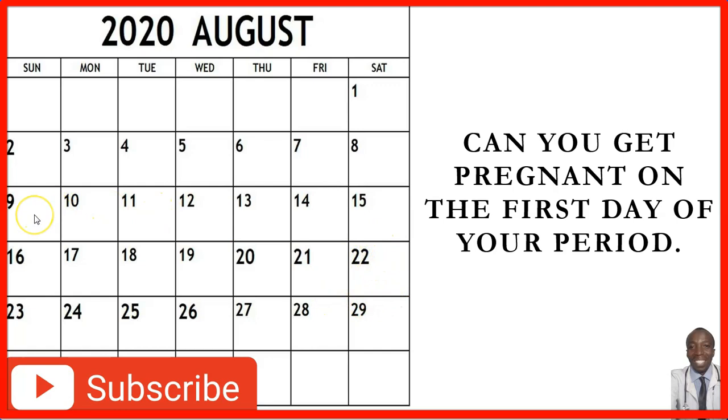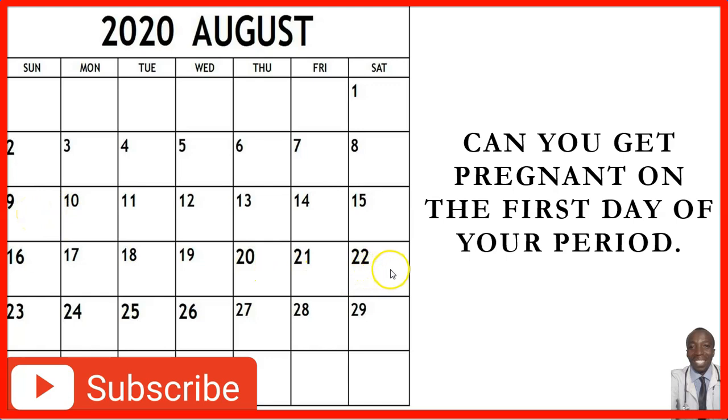So on the first day, your periods are coming out, but it is really not possible to get pregnant on the first day, because the first day, followed by the second day, the third day, and the fourth day, if you spend 4 days in your periods, normally there's shedding of blood, there's basically menstruation happening. So it's not possible for you to be pregnant, because that is not the time when you are ovulating.